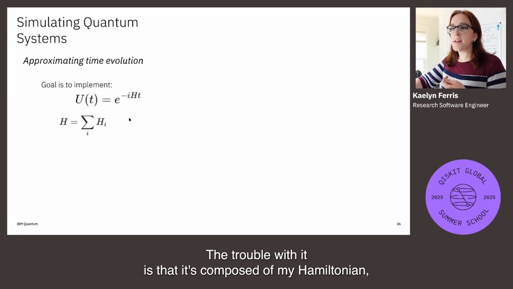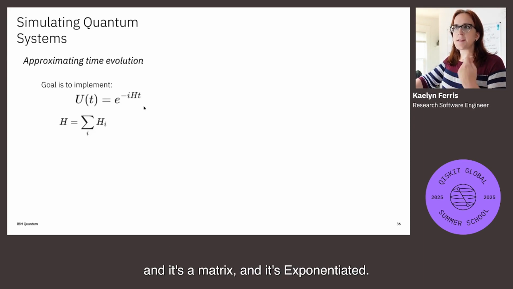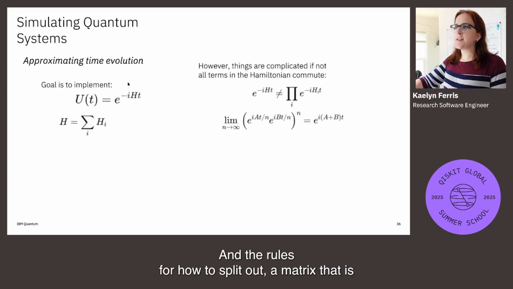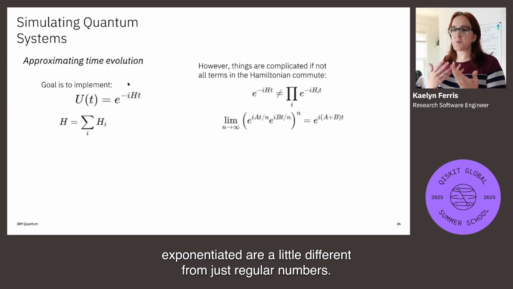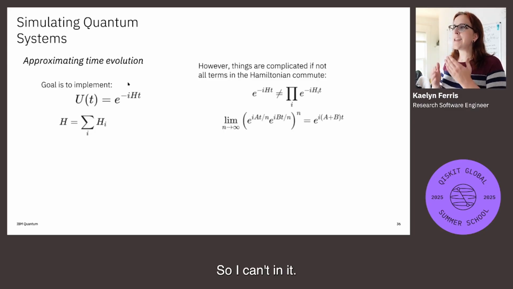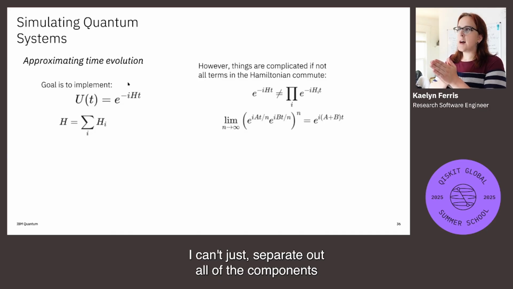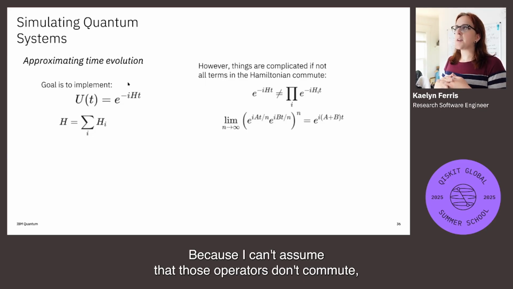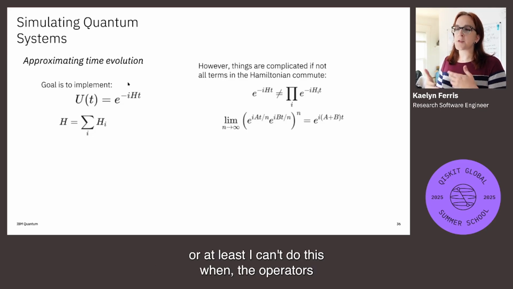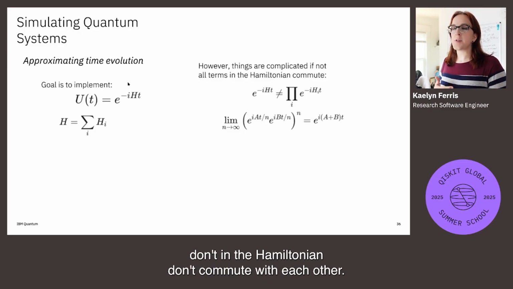The trouble with it is that it's composed of my Hamiltonian, and it's a matrix, and it's exponentiated. And the rules for how to split out a matrix that is exponentiated are a little different from just regular numbers. So I can't just separate out all of the components of my Hamiltonian into a product of exponentials, because I can't assume that those operators commute, or at least I can't do this when the operators in the Hamiltonian don't commute with each other.